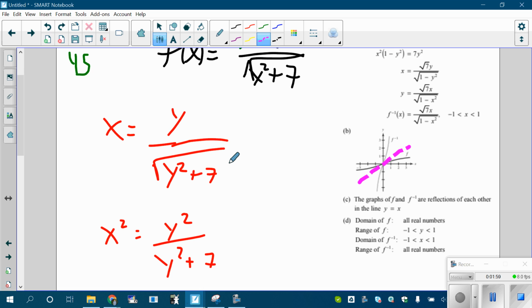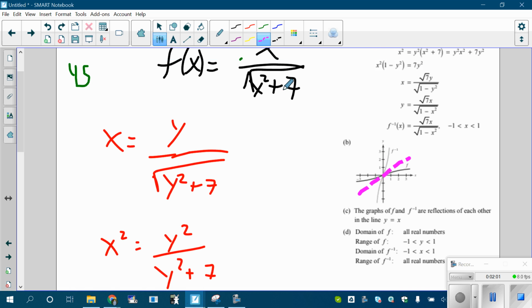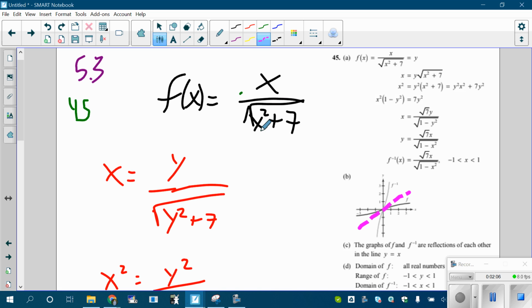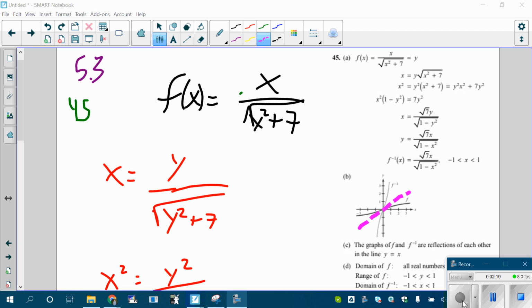Okay. So remember the domain and range flip-flop. So if you look at the domain of f, what makes the denominator 0? Nothing. What makes this thing under the square root negative? Nothing. So the domain of x is all real numbers. What's the range of f? Look at that graphically. It's probably the easiest way. You'll see that it goes between -1 and 1.